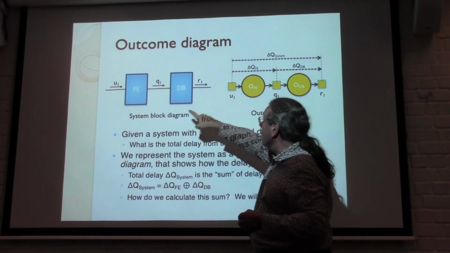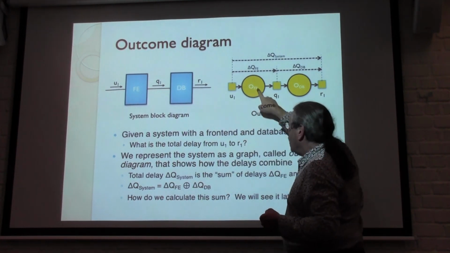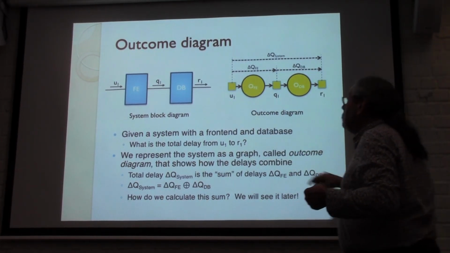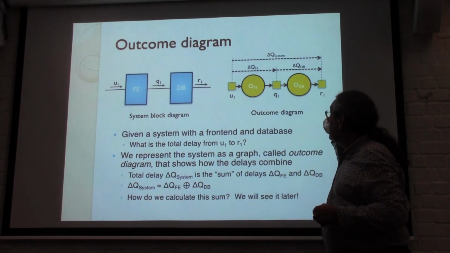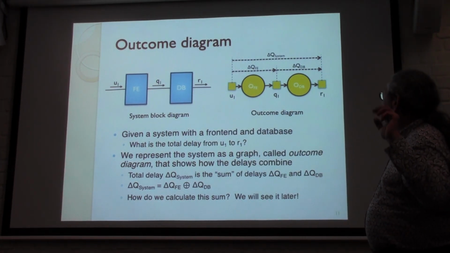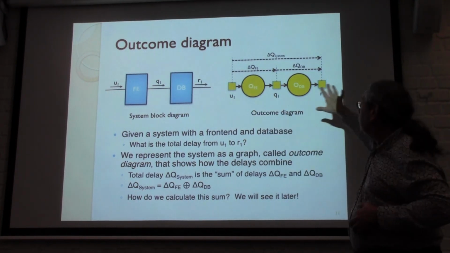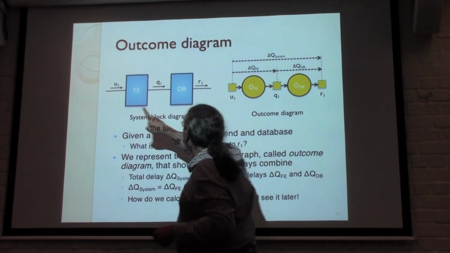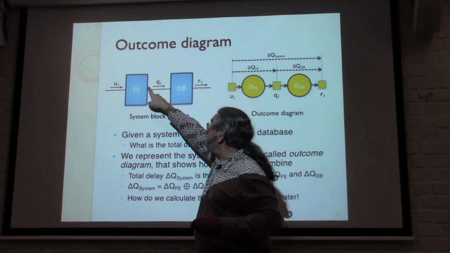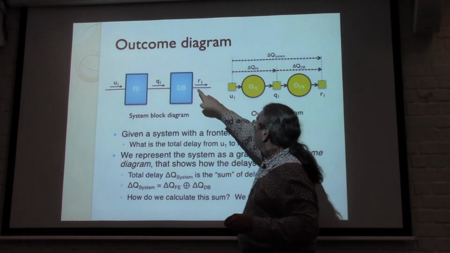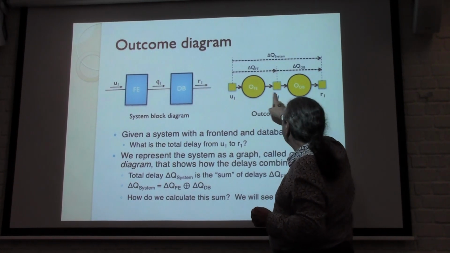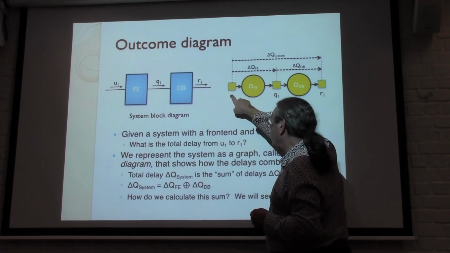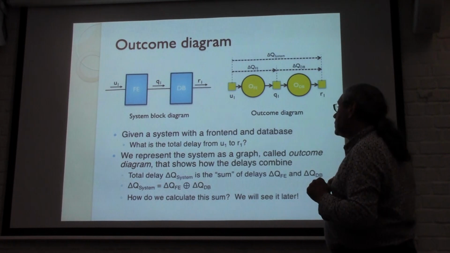So I have two delta Qs, one here and one here. And I combine them, I make another graph. So this is this yellow graph here. So I'll always have blue for the system and yellow for the outcomes. So the outcome diagram is just all the delta Qs. Okay? So I have a U event here. U event means the U message coming in. A Q1 event is this message going here. And an R1 event is the message coming out. So between U1 and Q1 there's a delay. And that is modeled by a delta Q. And this pair, U1, Q1, okay, is called an outcome.